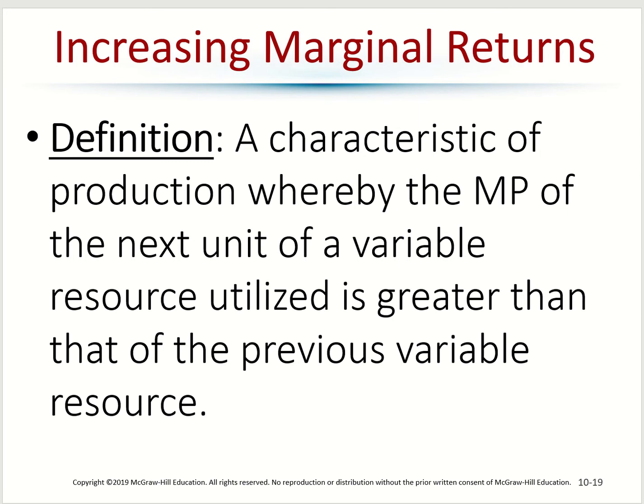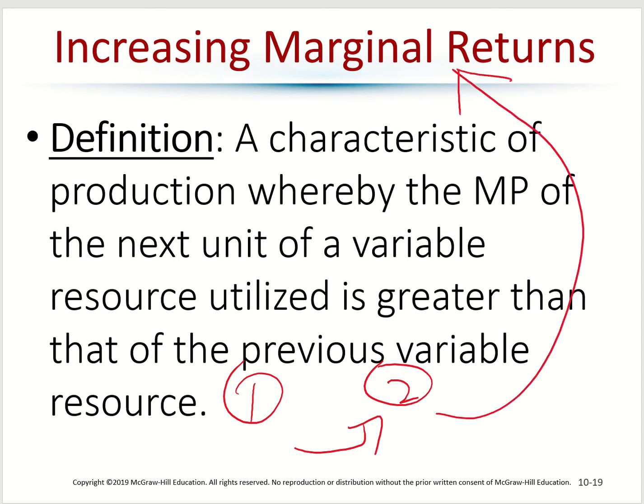Now, it sounds like a lot of information. All this says is that if you hire one more worker, so let's suppose we have our first person and then a second person. If your second person is more productive, that's called an increasing marginal return.